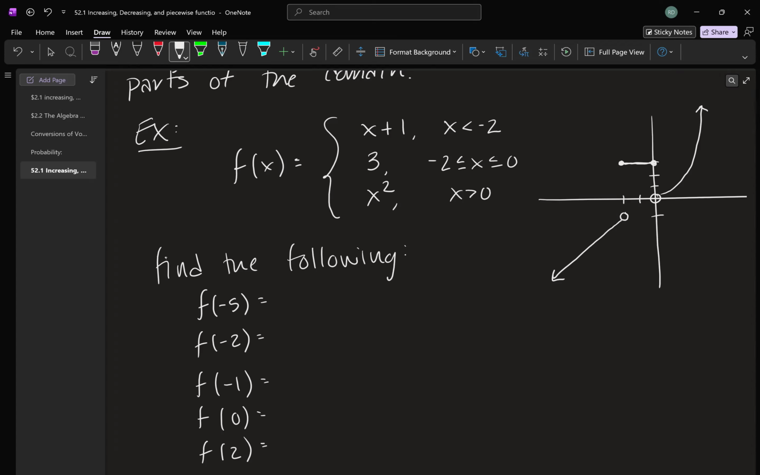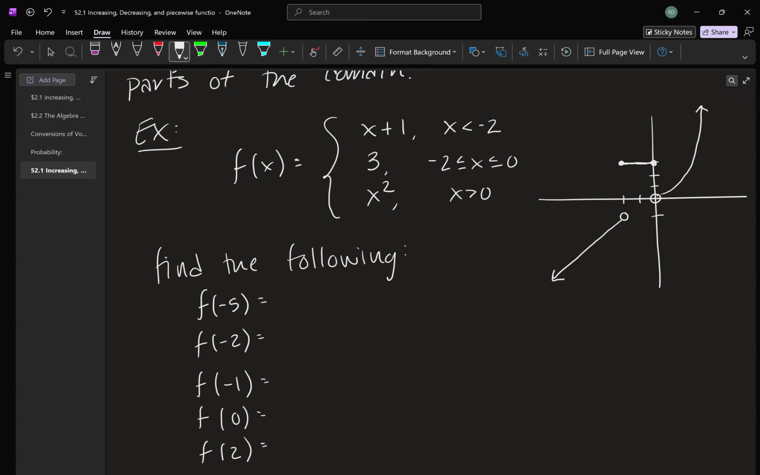So these work just like normal equations. When we plug in f of -5, we plug -5 into all of the x's in your equation. It's really important that you only plug the x into the appropriate domain though. So -5 is less than -2, which means it's not between -2 and 0, and it's not greater than 0. So that means the only function I'm allowed to plug this in, and there will always only be one that you can plug it into, is going to be that top function.